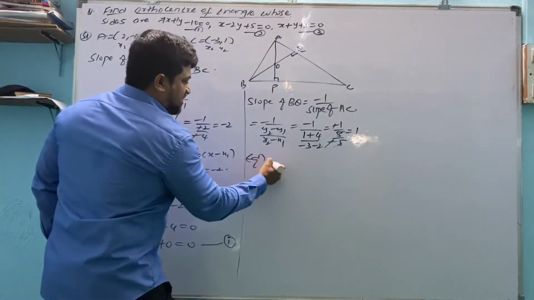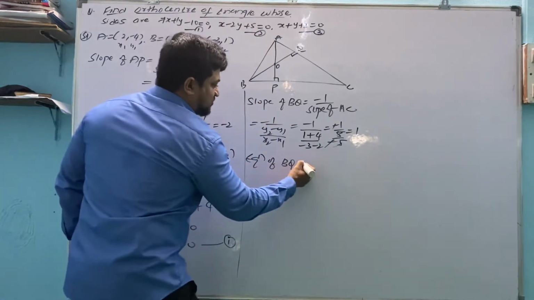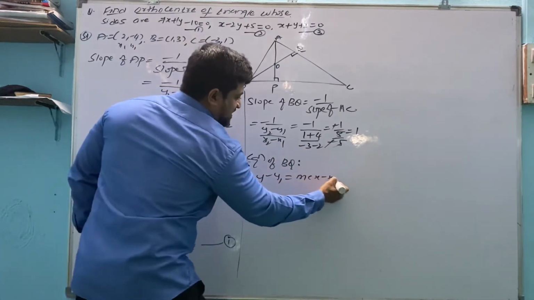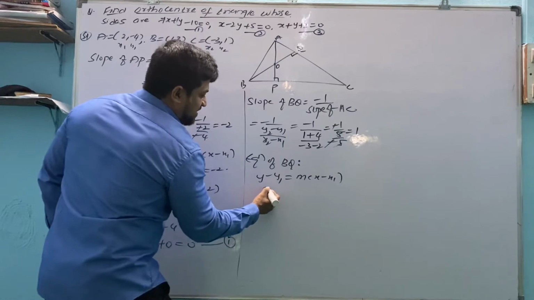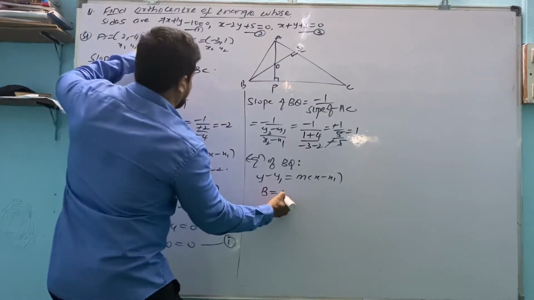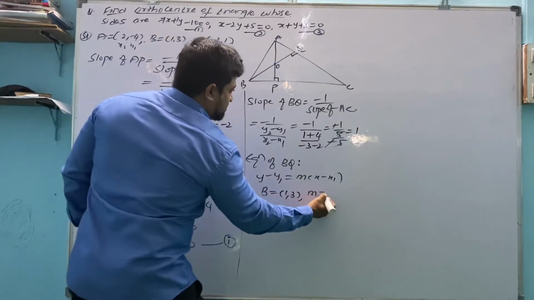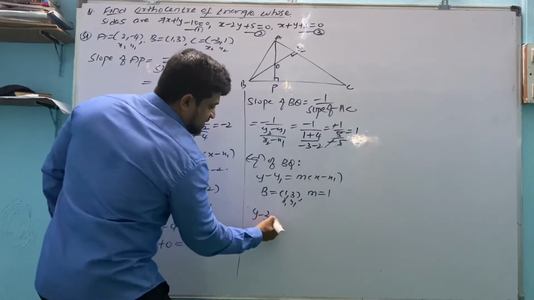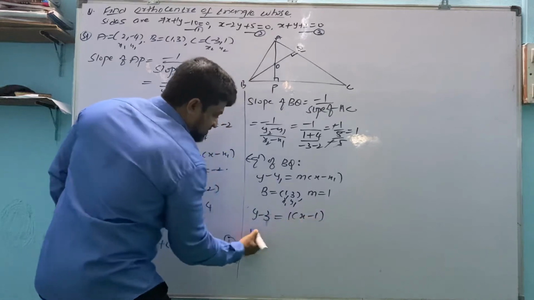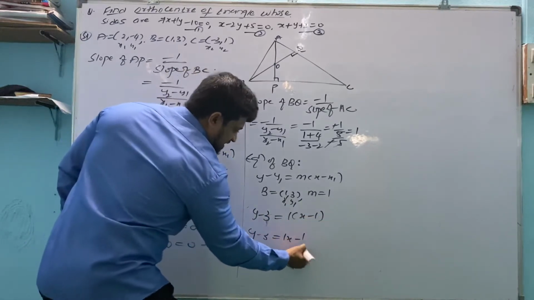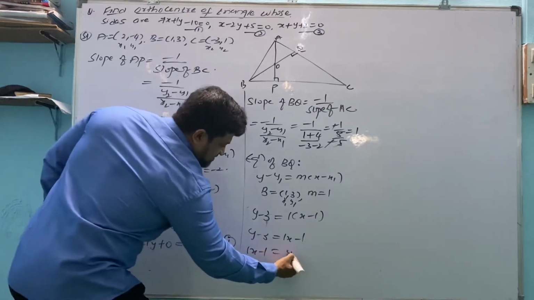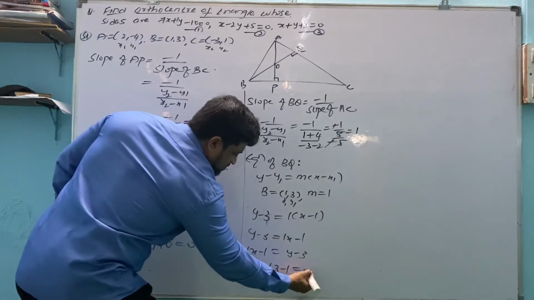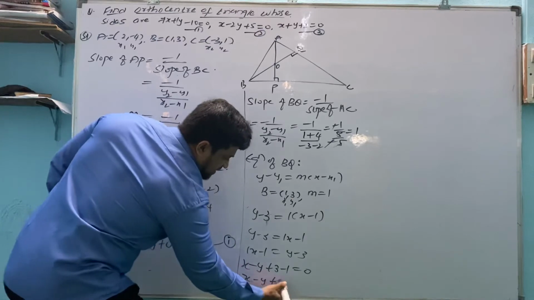After the slope of BQ, we find the equation of BQ. y minus y1 equals m into x minus x1. Point B we will take now. Point B is 1 comma 3, and the slope is what we just got. So y minus 3 equals 1 into x minus 1. So x minus 1 is y minus 3. x minus y plus 3 minus 1 equals 0. x minus y plus 2 equals 0.